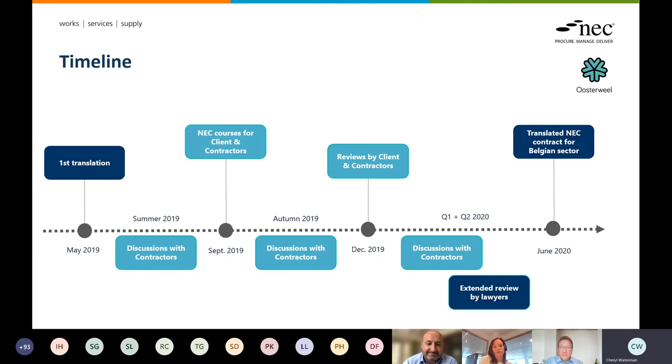We had joint NEC courses and project management accreditations together with the client and contractor people. We had our first translation for review in December, which has been reviewed by both the client and contractor side. And since January, we're having discussions again, but now with the lawyers involved. So the third layer has been involved. And we hope to finalize, or rather we will finalize, the final translation by next week.